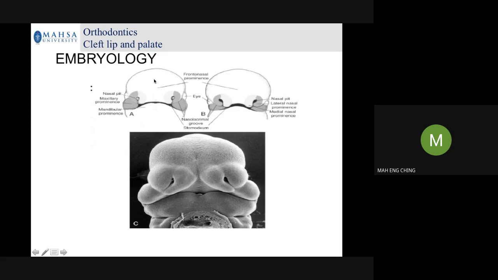The frontal nasal is from the top. Then we have the nasal process, the medial and lateral, both. Then we have the maxilla coming from the left and right, and the mandible at the bottom. So if all these processes fail to join, then we create the cleft.